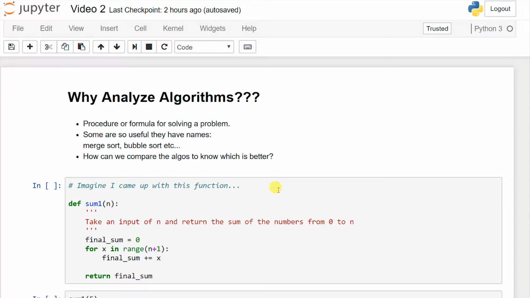So really quickly, we're going to be doing this all in the Jupyter Notebook, primarily because it's not difficult enough that we have to use PyCharm, and it's also a little bit cleaner looking. So why analyze algorithms in the first place? An algorithm, don't get nervous by the word, is just a procedure or formula for solving a problem. Some of them are so useful that we've given them names like merge sort or bubble sort, etc.